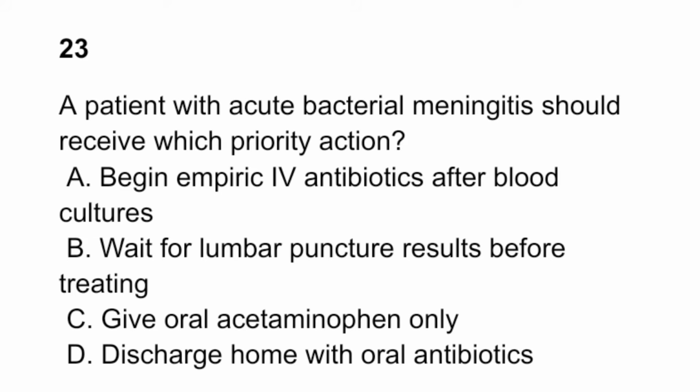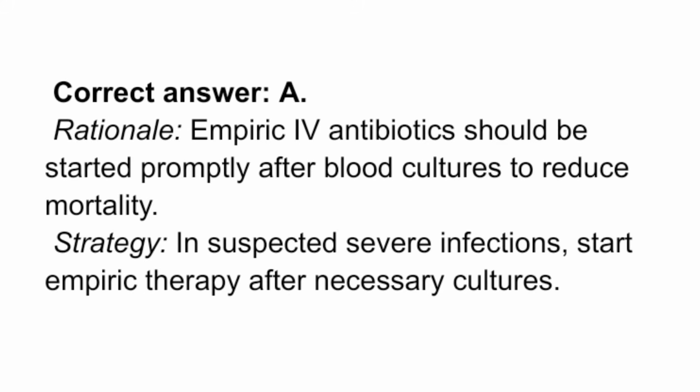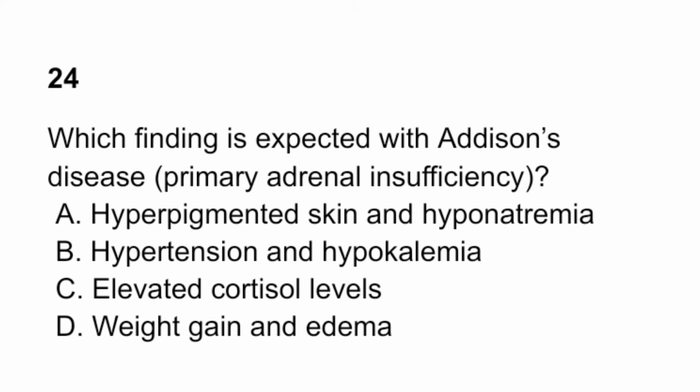23. A patient with acute bacterial meningitis should receive which priority action? A. Begin empiric IV antibiotics after blood cultures. B. Wait for lumbar puncture results before treating. C. Give oral acetaminophen only. D. Discharge home with oral antibiotics. Correct answer, A. Rationale: empiric IV antibiotics should be started promptly after blood cultures to reduce mortality. Strategy: in suspected severe infections, start empiric therapy after necessary cultures.